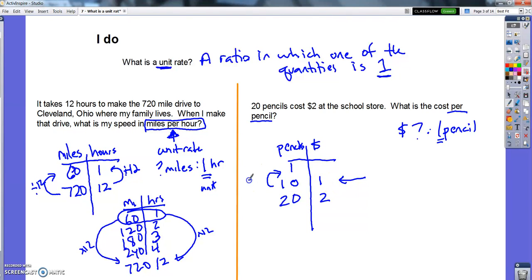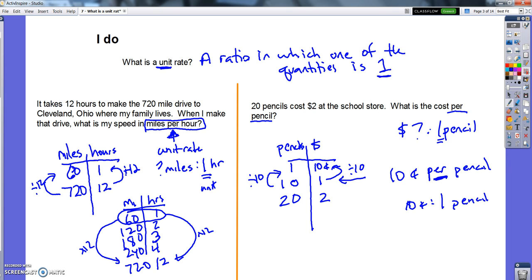So if I divide that by 10, $1 divided by 10 is 10 cents. So the cost there is 10 cents per pencil. Unit rate. That's a magic unit rate word. 10 cents for every one pencil unit. One. That's a unit rate.